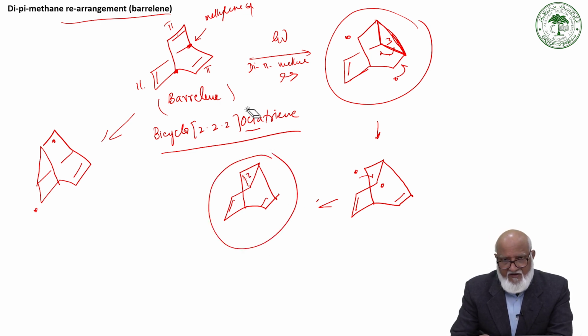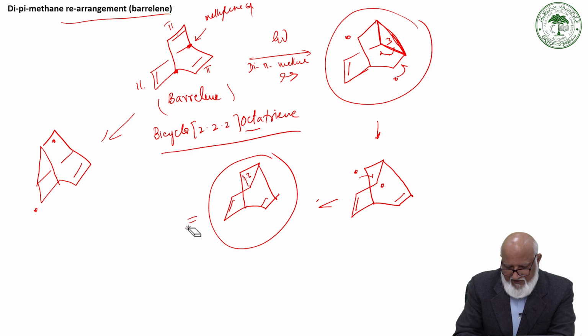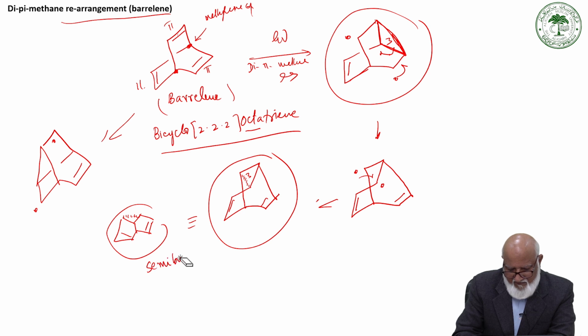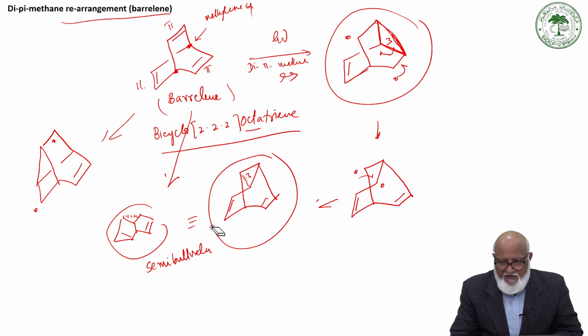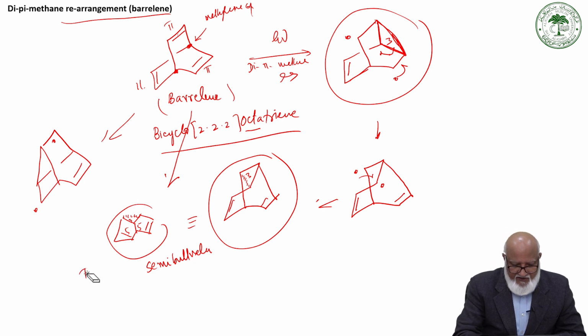You can see the barrelene, and if we write it in a better way, this is the product. This is called semibullvalene. So barrelene under photolytic conditions undergoes di-pi-methane rearrangement to give semibullvalene through the formation of one 5-membered ring, another 5-membered ring, and then a 3-membered ring. So 5-5-3, a tricyclic ring system is formed.